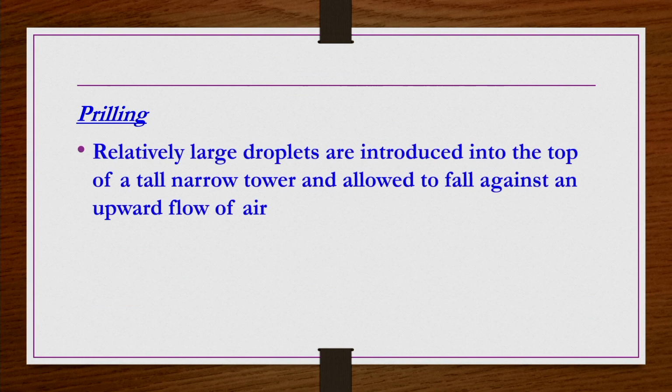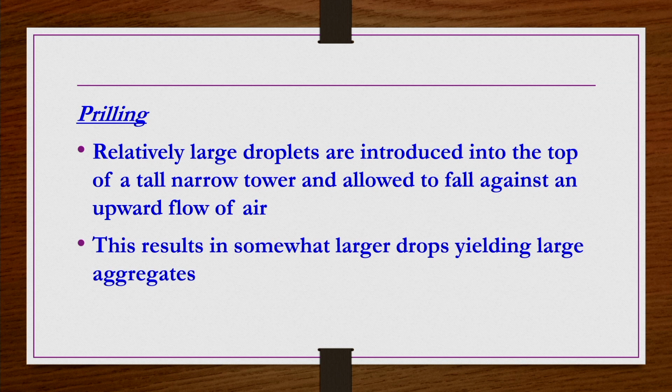Next is prilling. It is also similar to the spraying process. In prilling, relatively larger droplets are introduced into the top of a tall narrow tower and allowed to fall against an upward flow of air, because of which somewhat larger droplets yielding larger aggregates will take place.